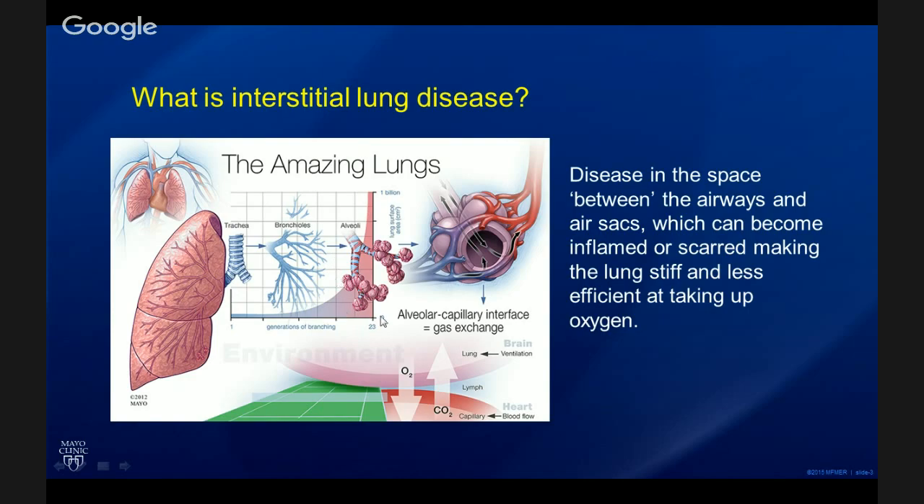This picture highlights, for example, here the air sacs, and way down at the more microscopic level you can see where the blood and the air sacs meet to exchange gas. The space, which is not illustrated here very well, highlights the interstitium, or the space between the airways and the blood. This is the process that's involved in disease that we call interstitial lung disease. What happens here is any scarring or inflammation often leads to lung stiffness, and with that, oftentimes an inefficiency with gas exchange.